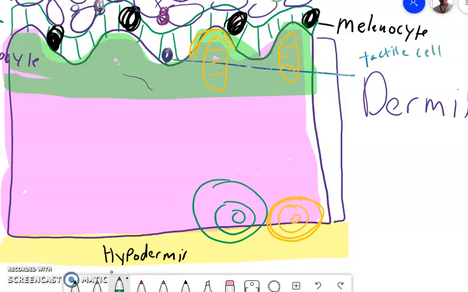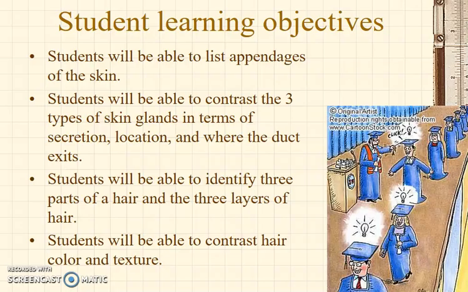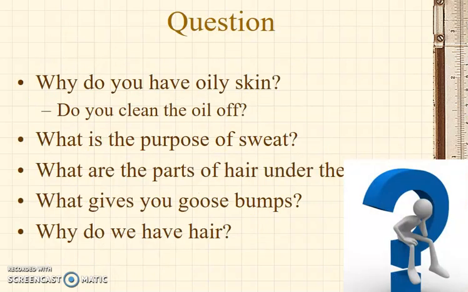Now there are structures we haven't talked about: hair and skin glands. So that's what we're talking about in this video. Hair, skin glands, and fingernails are called appendages of the skin. We're going to look at the three types of skin glands, and we care about their secretions, where they're located, and where the ducts exit. So those are the three things I will ask on the test. You'll be able to identify the parts of a hair and contrast hair textures.